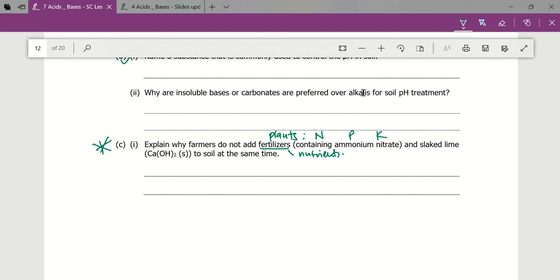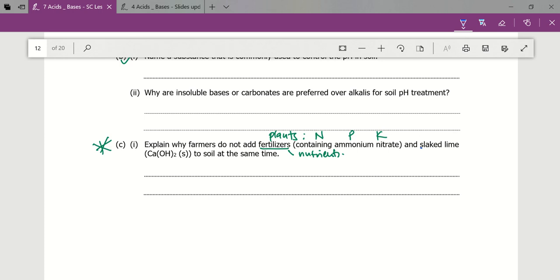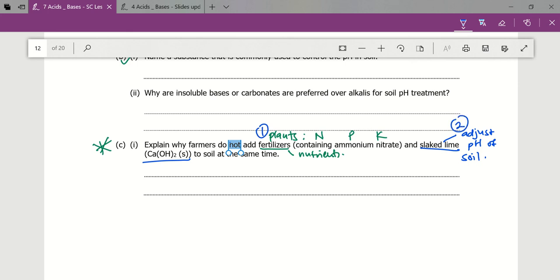On the other hand, sometimes farmers add slaked lime. What's the purpose of this? This is to adjust the pH of soil. So here we have two different purposes. One is to provide plants with nutrients. The second is to adjust the pH of soil. If farmers were to add both of them at the same time, what kind of reaction would happen here?